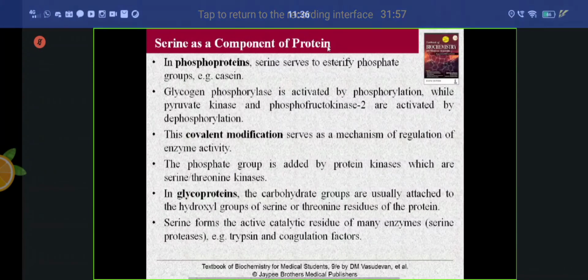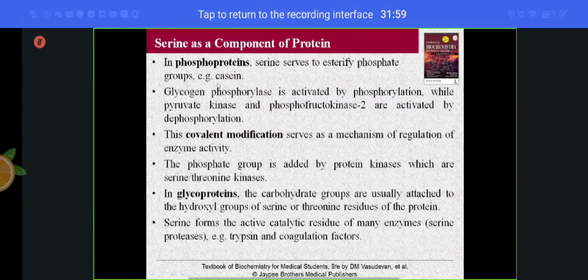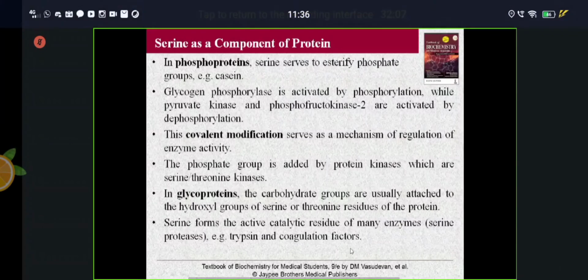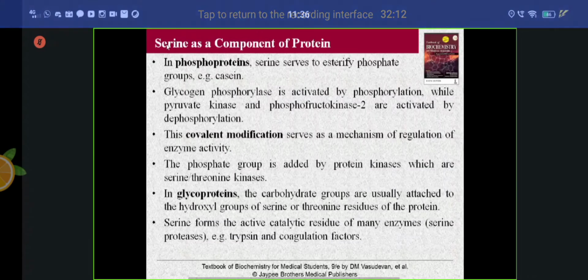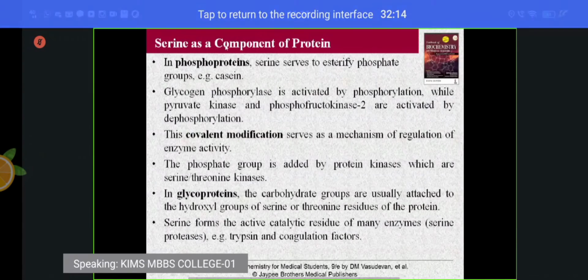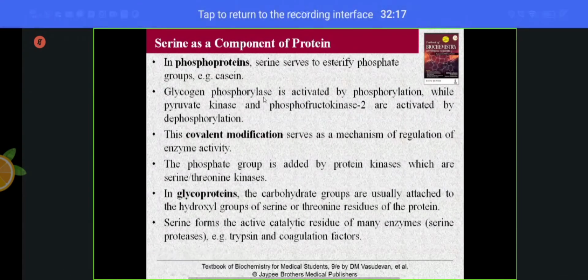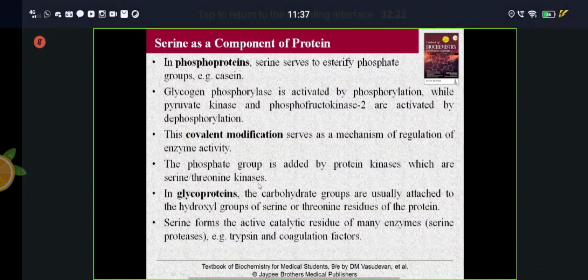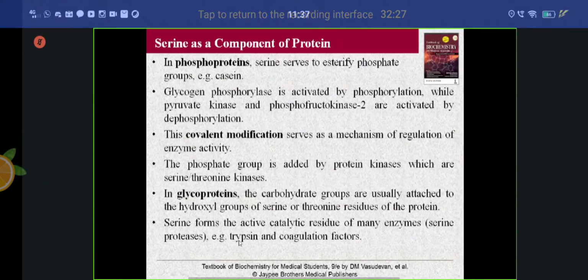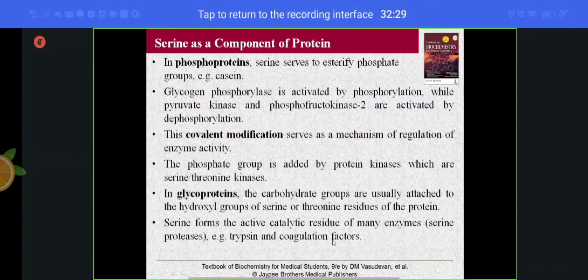Serine is a component of protein. It's involved in phosphorylation, like casein, in the formation of glycoprotein, trypsin, and coagulation factors. You might have heard about threonine kinases, serine kinases. So what is its role in the human body? It is involved in the formation of serine and threonine kinases, in glycoprotein formation, and in trypsin and coagulation factors. All this you have to read many times to remember.